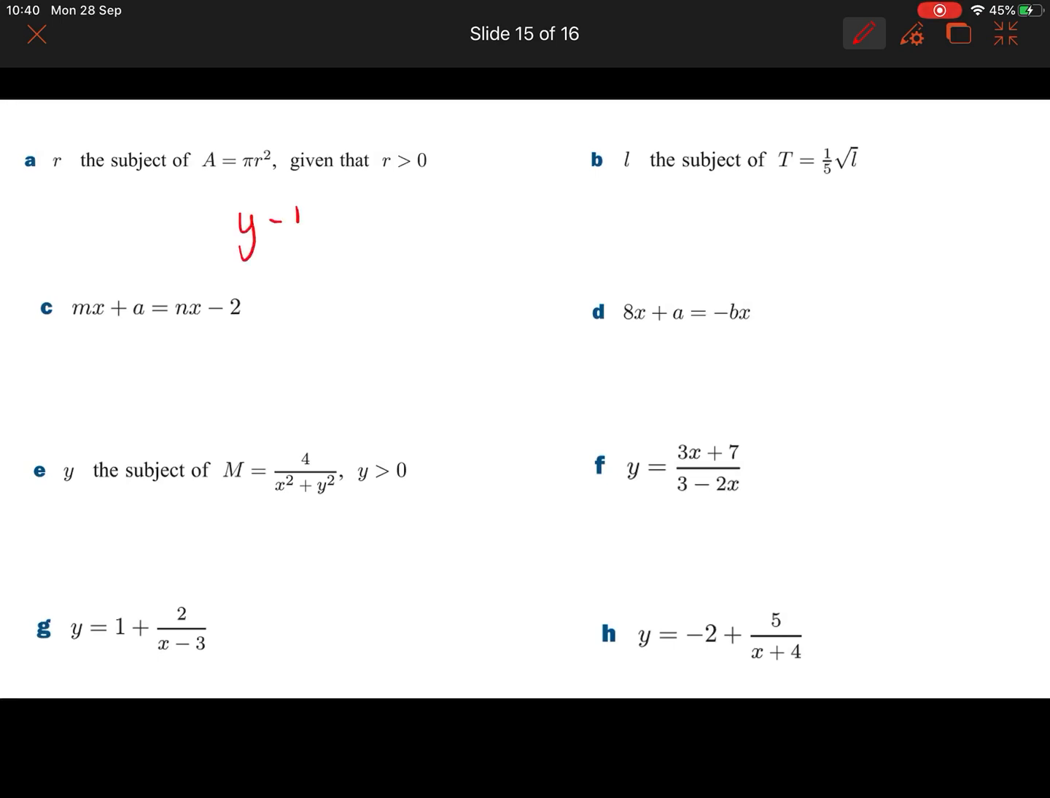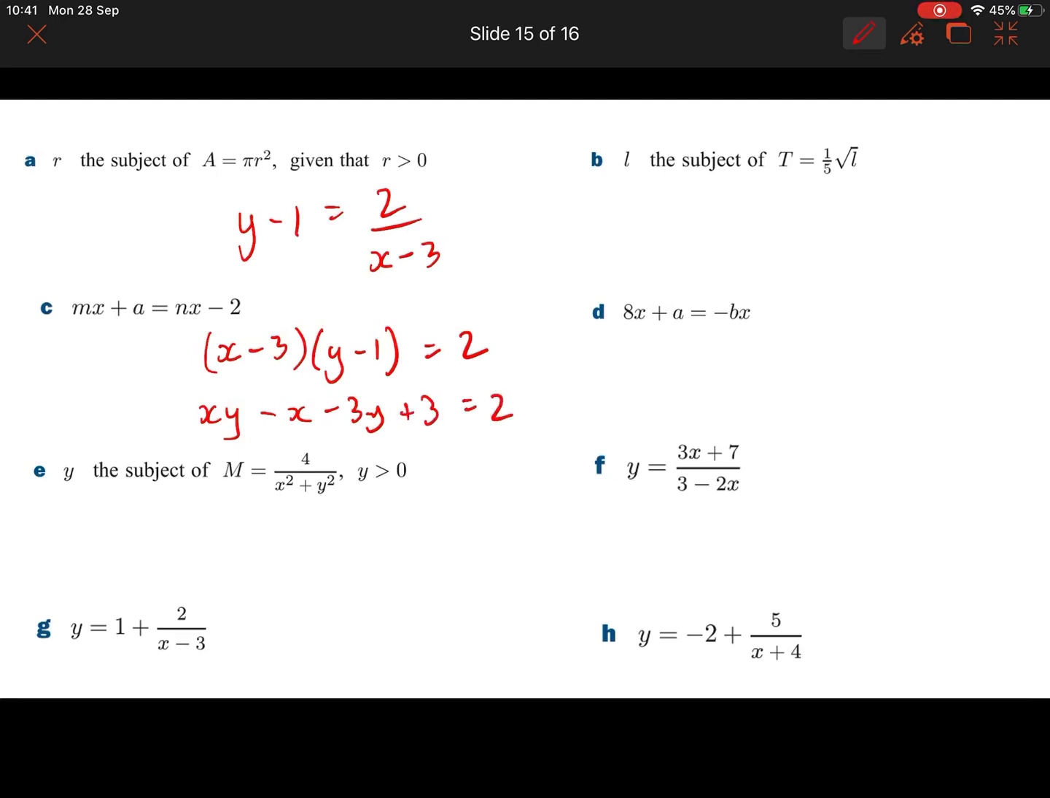Okay, G, you've got to do a little trick here. The first thing you need to do is take the 1 away. Y minus 1 equals 2 over x minus 3. Okay. Then get that x out the denominator. So you're going to get x minus 3 times y minus 1 equals 2. Now expand, you'll get xy minus x minus 3y plus 3 equals 2.